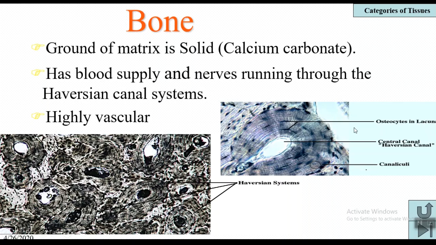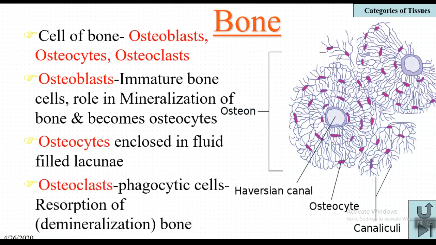Haversian canal system, and this bone is made up of three types of cells. They are osteoblasts, osteocytes, and osteoclasts. Osteoblasts are the immature bone cells. They have a role in mineralization of the bone and become osteocytes. Here you can observe in this picture these are the osteocytes, and these osteocytes are interconnected with canaliculi, and this is all together called the Haversian system, and the central portion is called the Haversian canal.